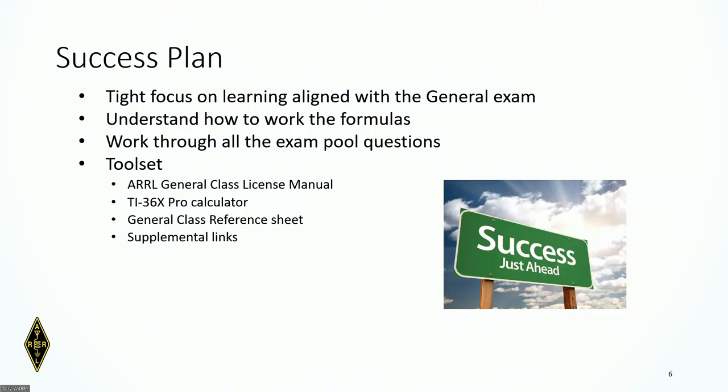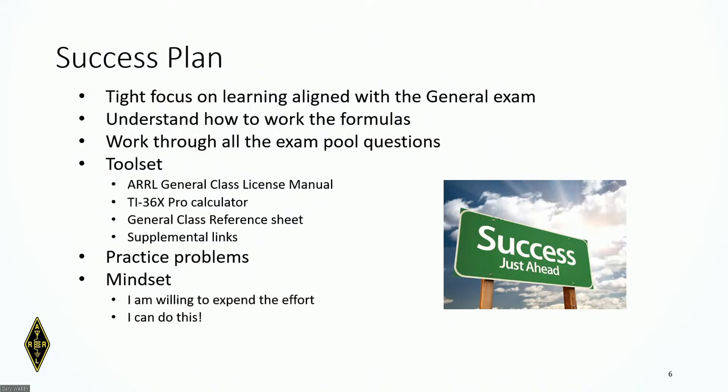In our tool set, we've got the General Class License Manual, which hopefully you've all got by now. The calculator. I'm going to be sharing what's called a general class reference sheet that will have all of the formulas, and it's on one page, so it won't be nearly as intimidating as Chapter 4 makes it look in the book. And then we'll be supplying some supplemental links in our emails. The practice problems will be primarily the pool problems. I'd like to have you work those on your own after you see how to do it.